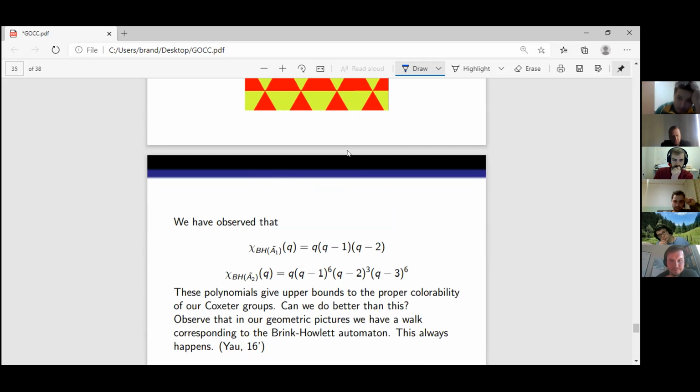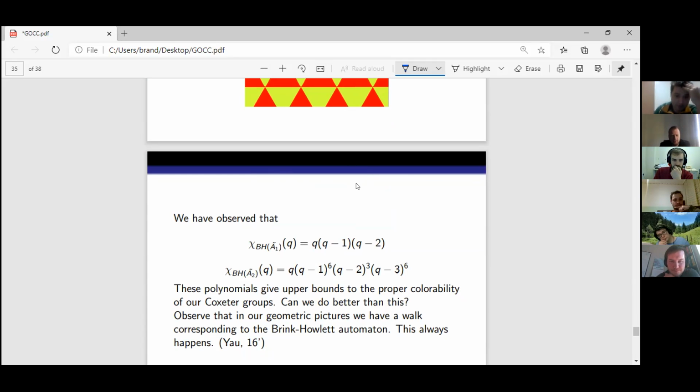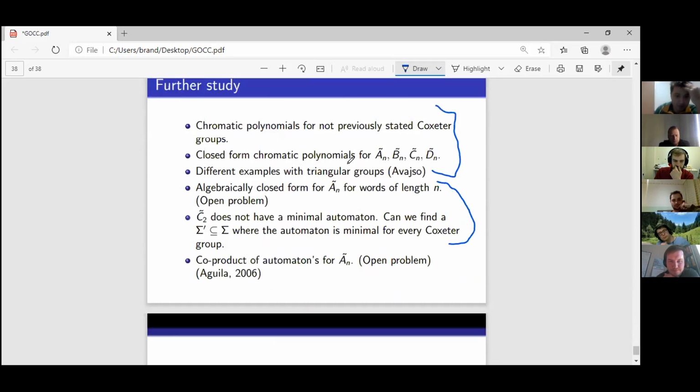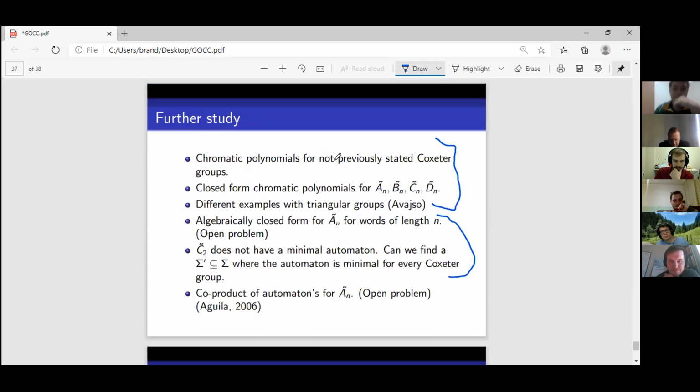I have a question. Something on your last slide caught my eye. You talk about the co-product of automatons. That implies that there's a product of automatons. Can you describe what the product of automatons is?